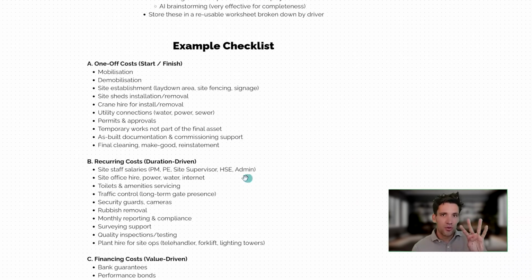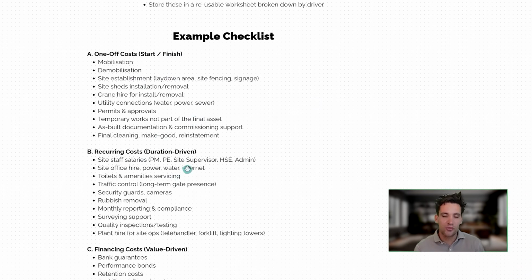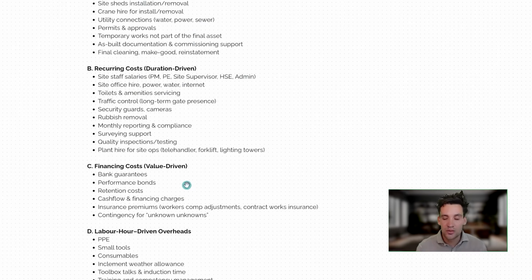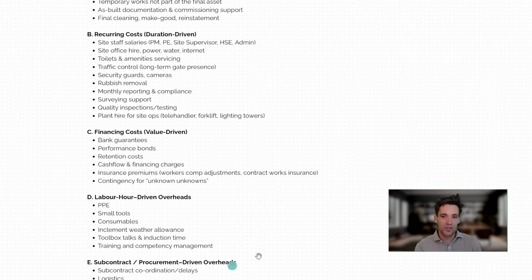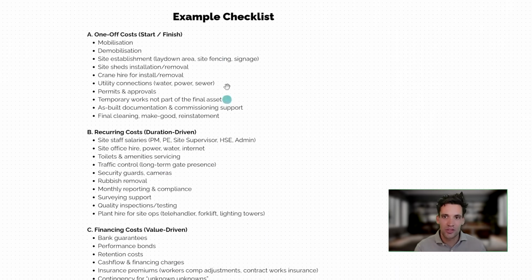I've broken it down into 4 categories of overhead costs. You've got your one-off costs at the start and finish of the job. You've got your recurring costs, which are driven by the duration of the project. You've got financing costs, which are value-driven costs. You've got labor hour-driven costs, and you've got subcontract-driven costs.